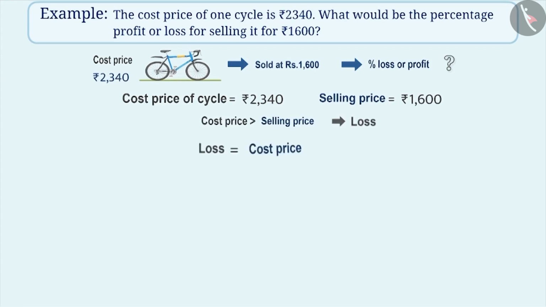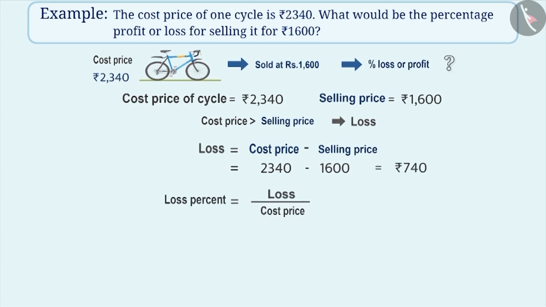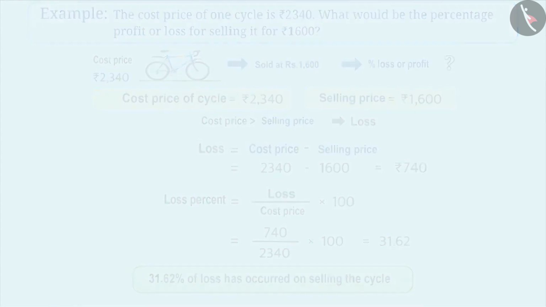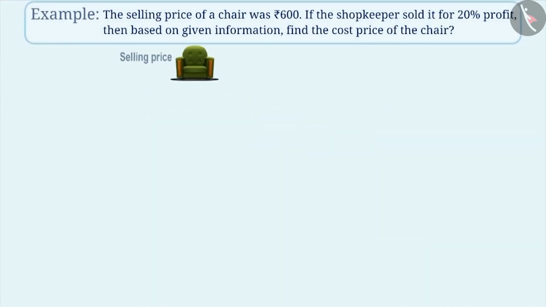Loss is equal to cost price minus selling price, which is equal to 2,340 minus 1,600, which is equal to 740 rupees. Loss percentage is equal to loss by cost price into 100, which is equal to 740 by 2,340 into 100, which is equal to 31.62. Therefore, if the cost price of the cycle is 2,340, then selling it at 1,600 incurs a loss of 31.62%.